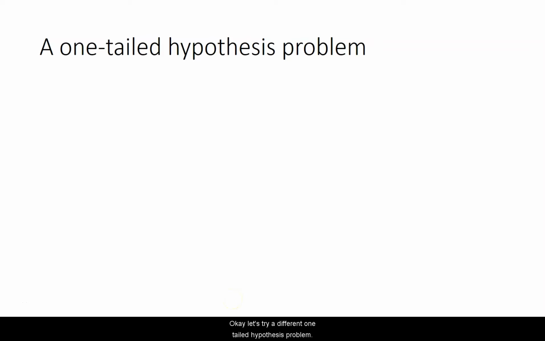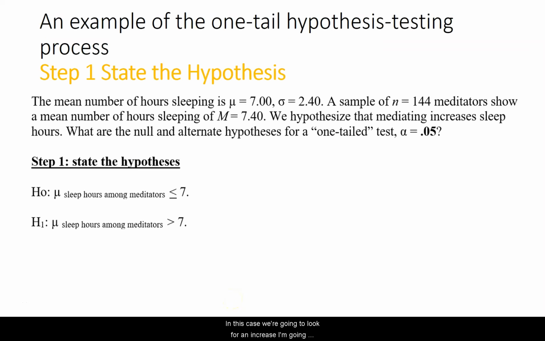Okay, let's try a different one-tailed hypothesis problem. In this case, we're going to look for an increase, and let me go ahead and read the substance of it. The mean number of hours sleeping is 7 with a standard deviation of 2.4. A large sample of 144 meditators shows a mean number of hours sleeping of 7.4, so a slight increase. We hypothesize that meditating increases sleep hours. What are the null and alternate hypotheses for a one-tailed test, alpha of .05?